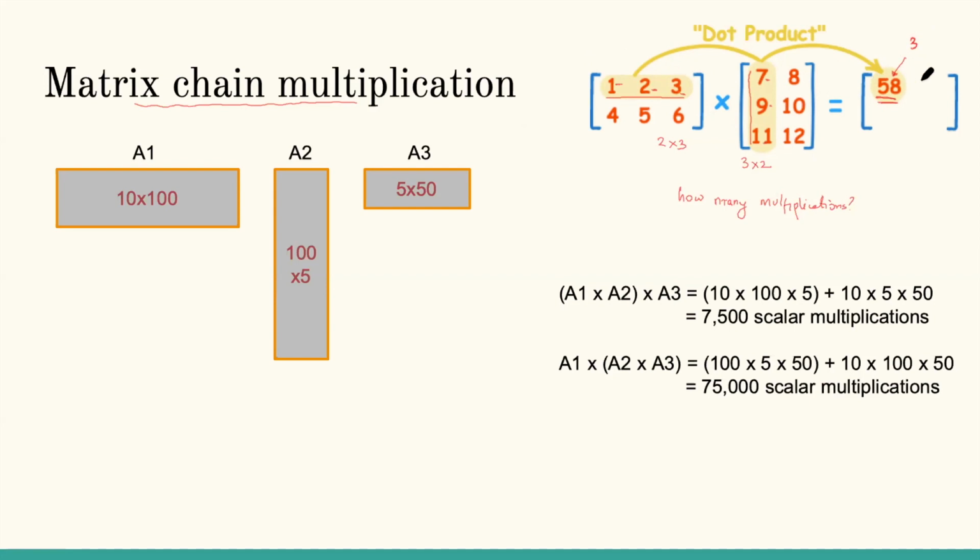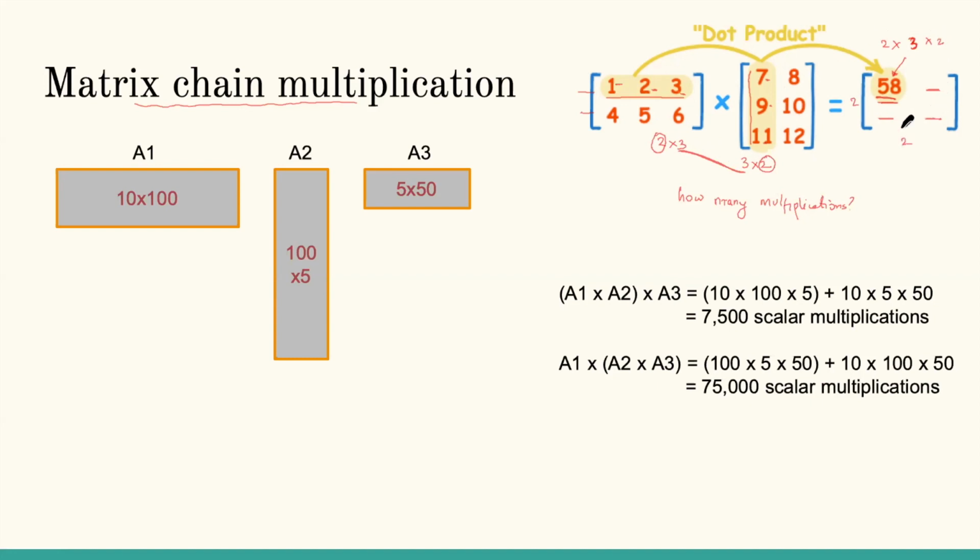Now, similarly, we will do another three multiplications here, another three here, and another three to obtain the last number. So this three is the common dimension of the two matrices. So we have three multiplications times the number of rows of the first matrix, which is 2, and then times 2, the number of columns of the second matrix.